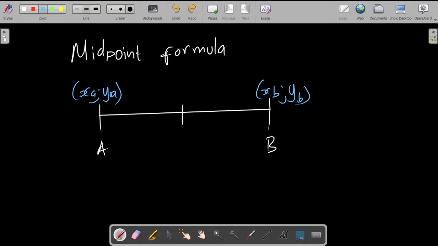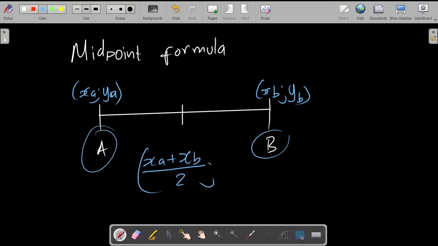The way that you do that, you basically add your x's or your x coordinates of each of the points. Whatever the points are, doesn't necessarily have to be A and B. Whatever points that you have, if you want to find the midpoint, then this is basically what you do.